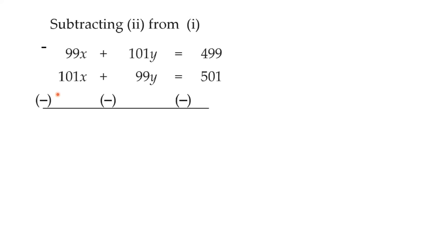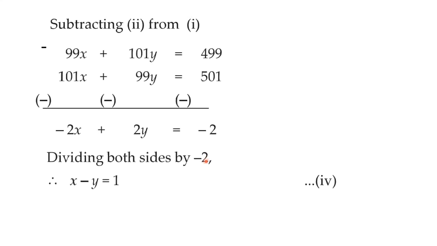Now see, minus 101x plus 99x, so we will get minus 2x here. And here we will get plus 2y equal to minus 2. Now again what we can observe is all these three terms are divisible by minus 2. So let us divide by minus 2, and then we will get one more simple equation, x minus y equal to 1. So number this as 4.